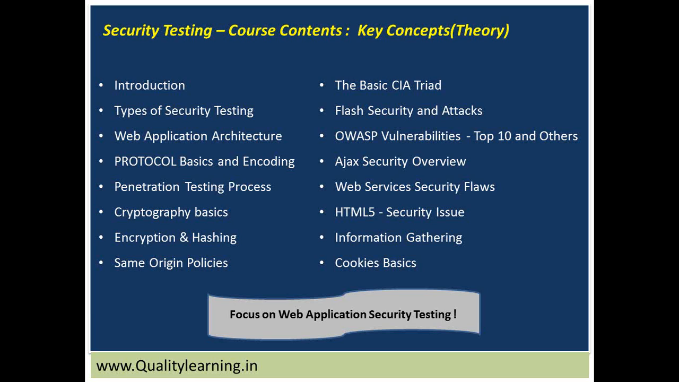And the penetration testing process, we will also deal with how to start as a security tester. Then cryptographic basics: where is encryption, how you encrypt and store your data, what that is all about, and what algorithms are used. Then encryption and hashing, and same origin policies, which deal with requests coming from the same origin and how the server needs to encrypt. And then the basic CIA triad. CIA stands for confidentiality, integrity, and authenticity.